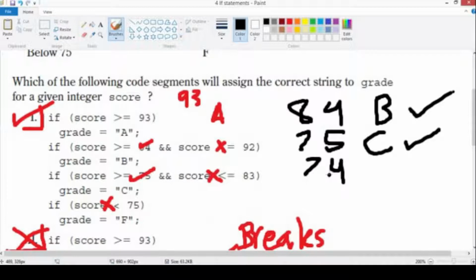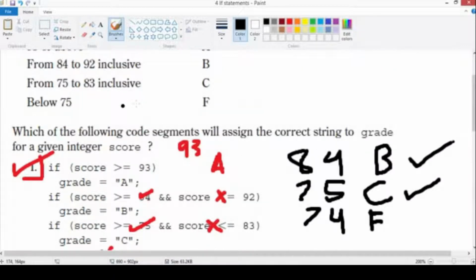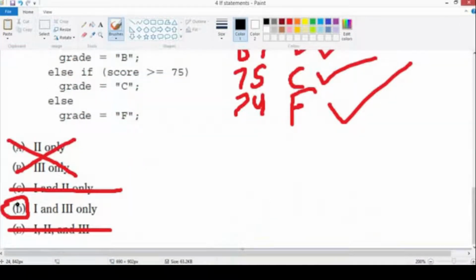Lastly, anything below, like 74 here. 74 is not greater than or equal to 93. It is not greater than or equal to 84. Is not greater than or equal to 75. It is less than 75 because of 74, so it gets an F, and that's accurate to our scale here. There we are. So yeah, 1 definitely works, 3 definitely works, answer is D. Okay, so that's how you do that one.